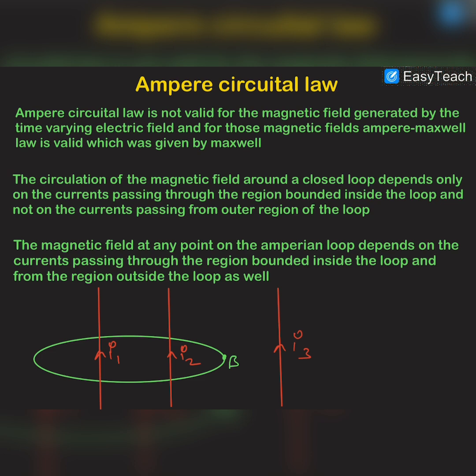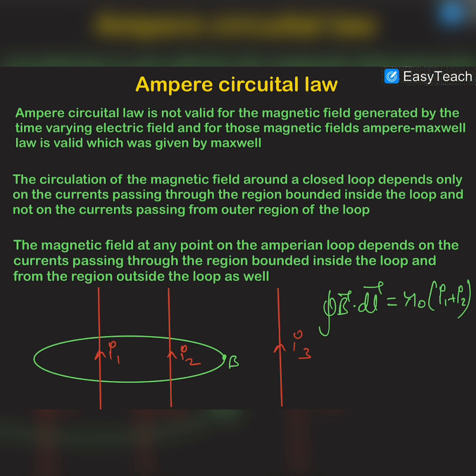Now, the circulation of the magnetic field around a closed loop depends only on the current passing through the region bounded inside the loop and not on the current passing through the region outside the loop. Obviously, when we write B dot dl for this situation, it will be equal to mu naught times I1 and I2 only. There will be no inclusion of I3 because it is not passing through the region bounded inside the loop.